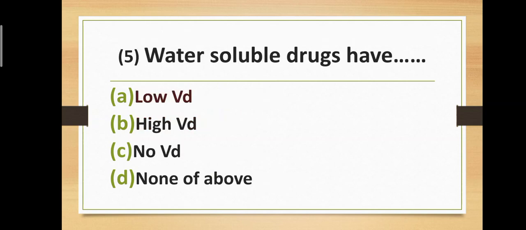Question number 5. Water soluble drugs have dash dash. Option A low VD. VD means volume of distribution. Option B high volume of distribution. Option C no volume of distribution, and option D none above. So the correct answer is option A low volume of distribution, that means low VD. Water soluble drugs have low VD.